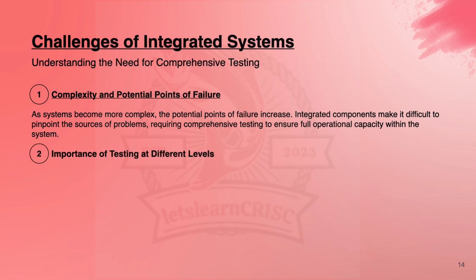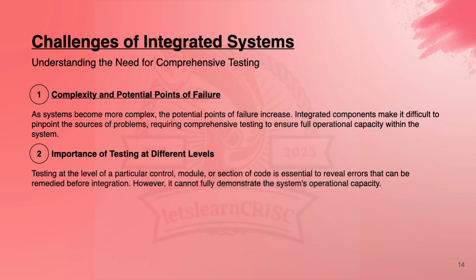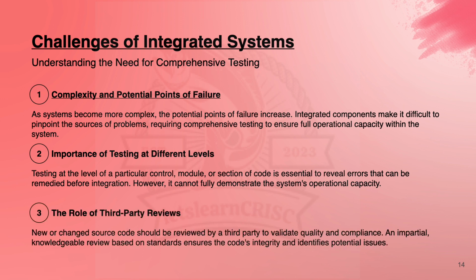Next is about the importance of testing at different levels. Friends, testing at different levels like individual units, modules or sections of code is crucial to catch errors early, right? So while this kind of testing is essential, it might not fully demonstrate the system's operational capacity until all parts are integrated, right? Next is about the role of third party review.